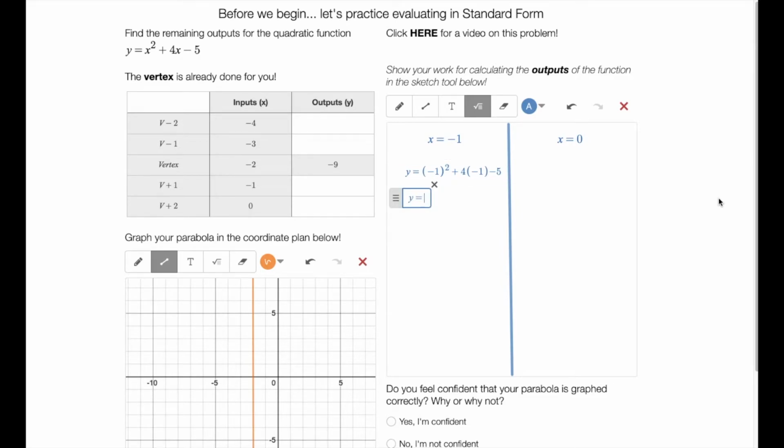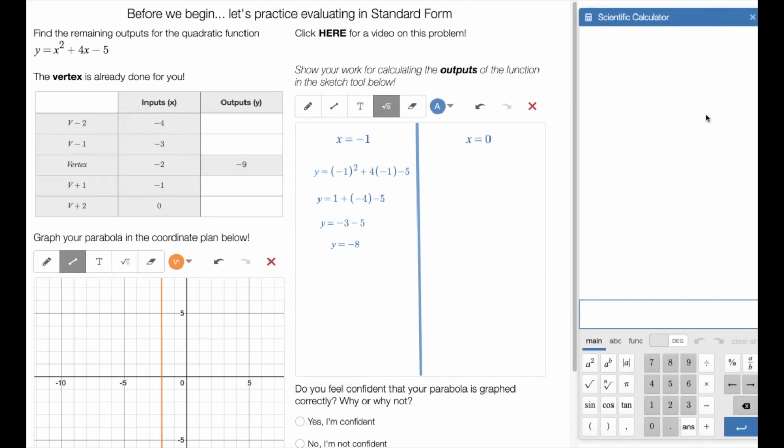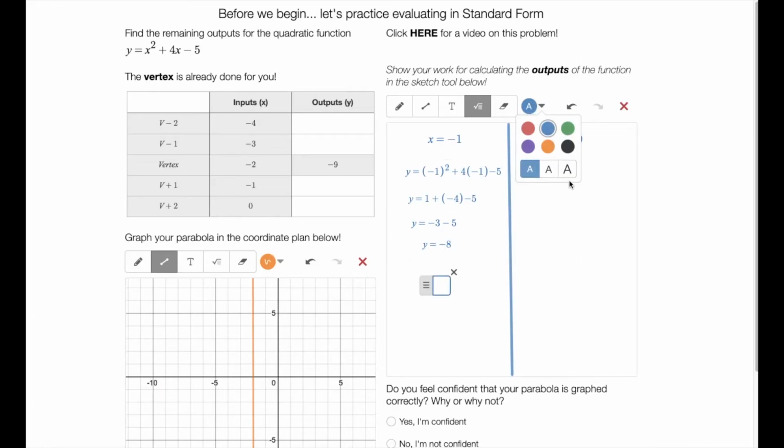So -1 squared is -1 times -1, that's +1. Plus 4 times -1 is -4, and minus 5. Now I'm just going to simplify from left to right. 1 plus -4 is -3, minus 5, and -3 minus 5 is -8. You can also double check any of those calculations using the scientific calculator. So if I want to write this as an ordered pair, my input was -1 and my output was -8.